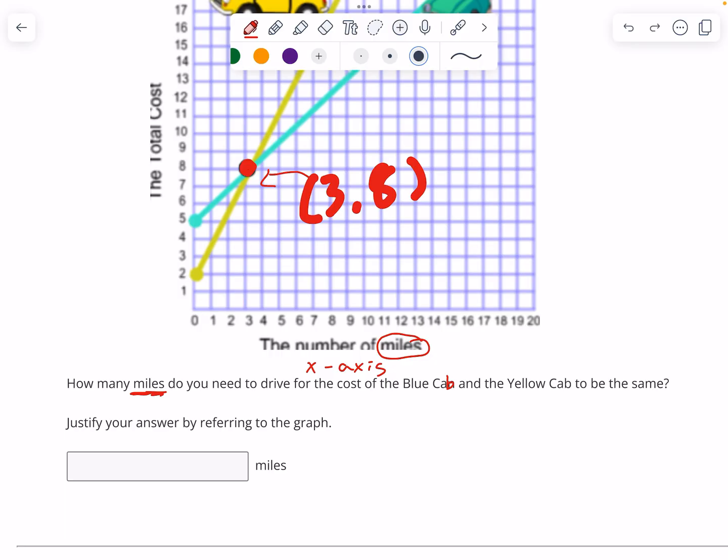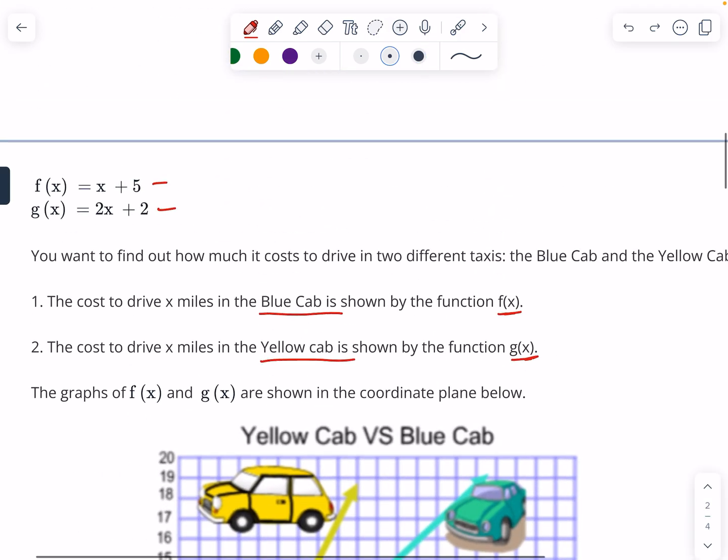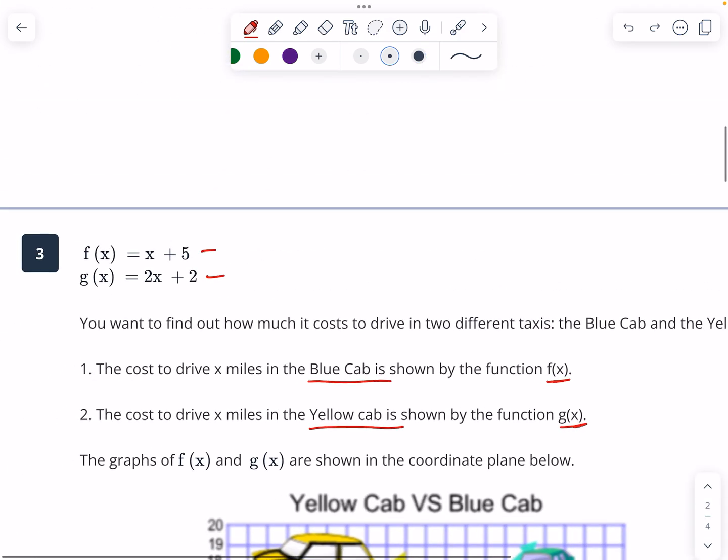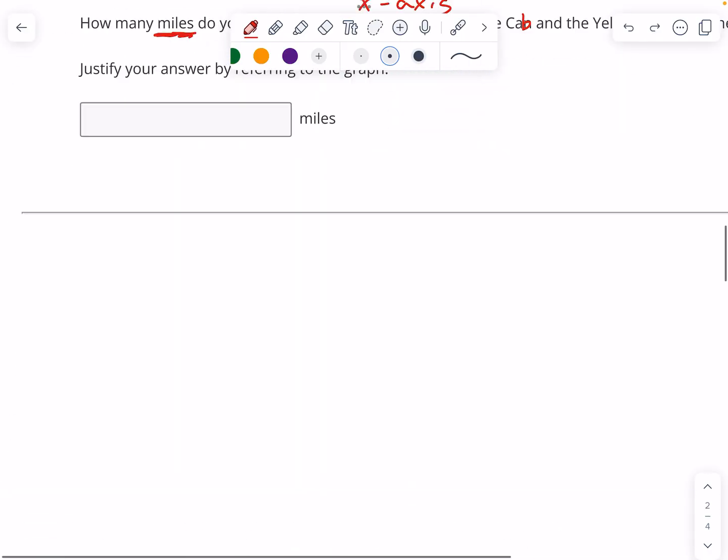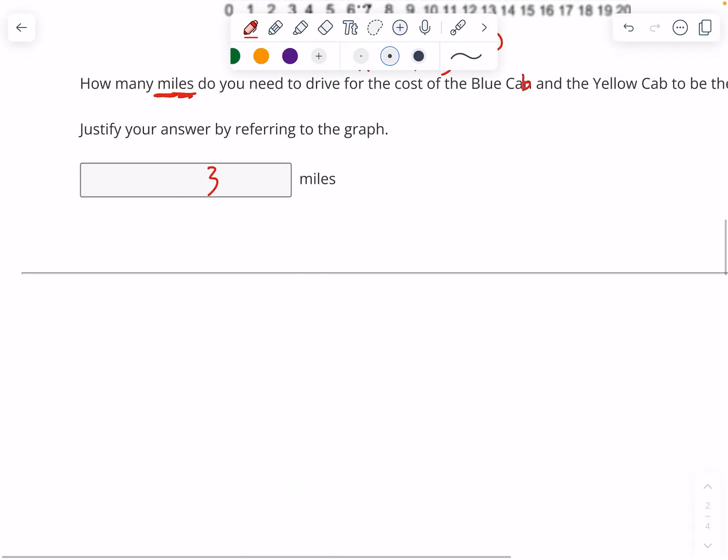If we're looking for miles, we just have to pick out the x value. What this is saying is this would be miles and this would be cost, because cost is on my y-axis. So all we got to do is take the x value, which is 3. That will be the number of miles it takes for these two to be the same. You just say 3.